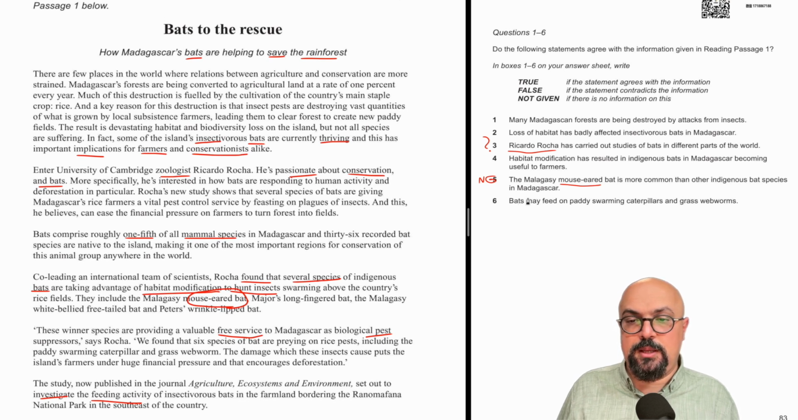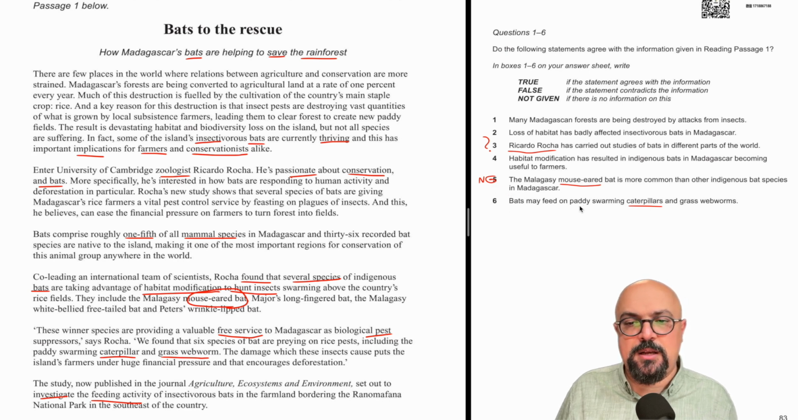Bat, so okay. Now, also we have caterpillars and grass webworm. Caterpillars. Oh, there we go. And grass webworm. Yeah. So then look, if the answer to number 6 is here, then number 5 will have to be in this area. And if there's no comparison between the population of this and that, then the answer is definitely not given.